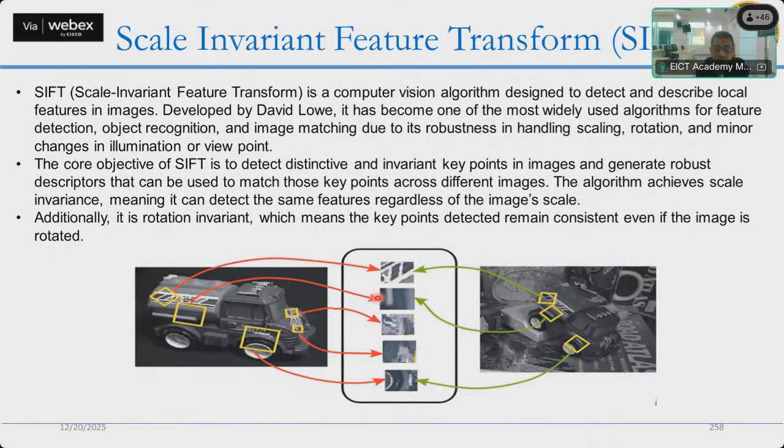Thereafter we also introduce one more algorithm, again for feature extraction: the scale invariant feature transform. Here we detect and describe local features in an image. It is used for feature detection, object recognition, and image matching. The advantage is that it can detect invariant key points and generate robust descriptors that can be used to match those key points across different images.